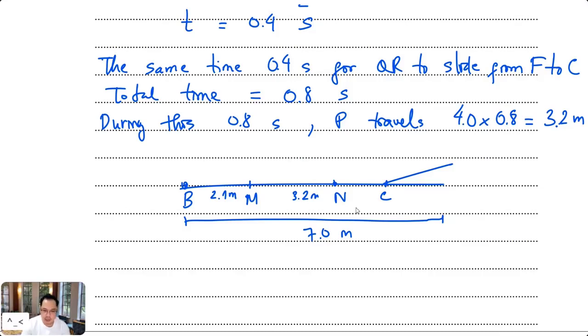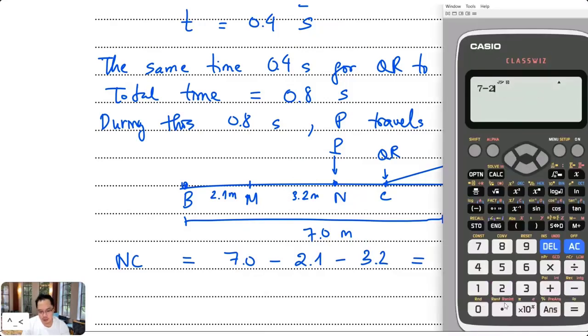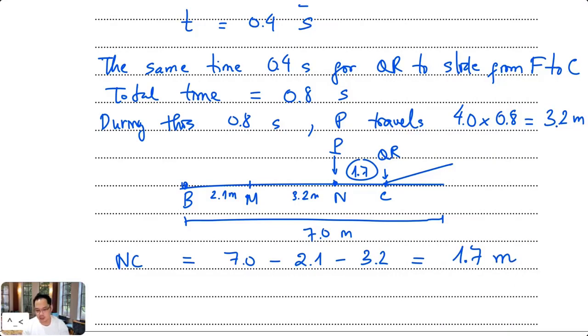Now at this moment the particle P is at N when the two particles QR are here, and the distance NC between them is 7.0 minus 2.1 minus 3.2 meter, which is 1.7 meter. We need to find the distance from B where they meet each other. For example, this final position, let's call it D, destination. This is where they meet, and to find this position, we need to write the two equations for the position of the two particles.